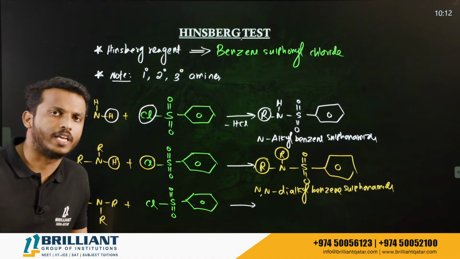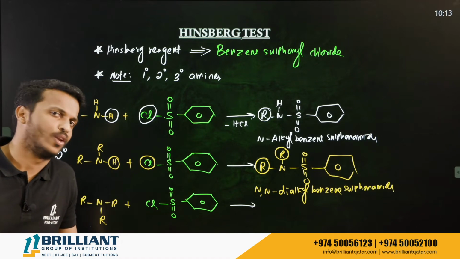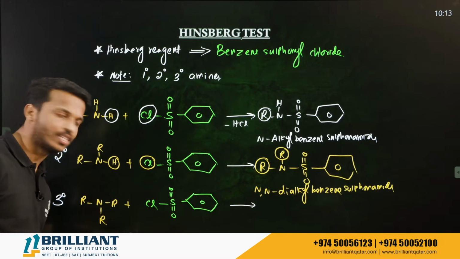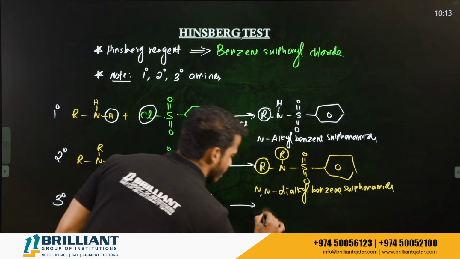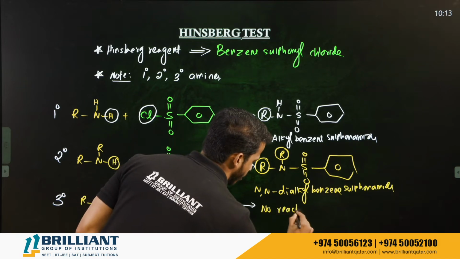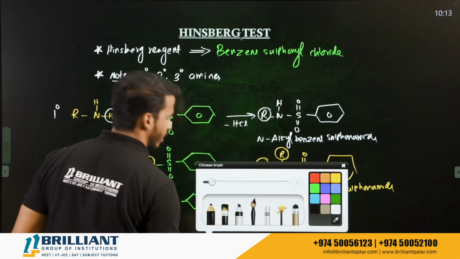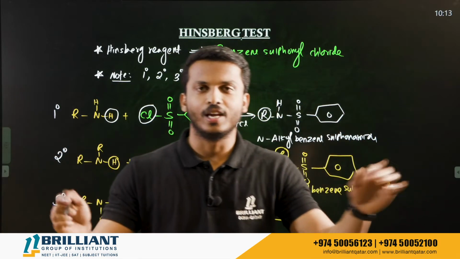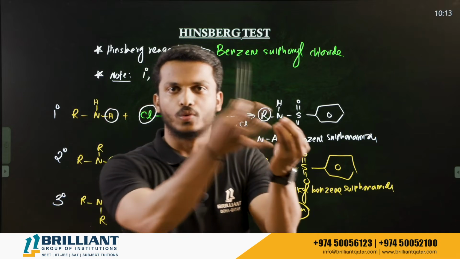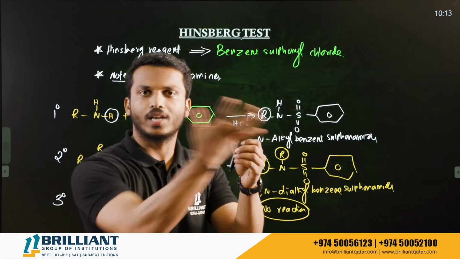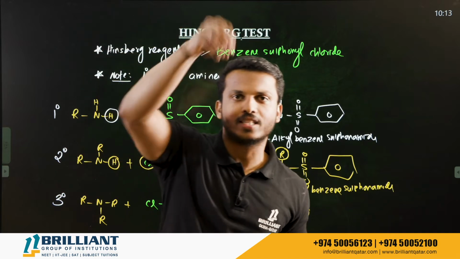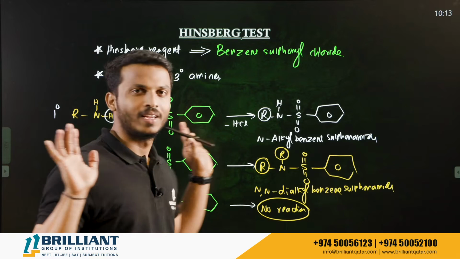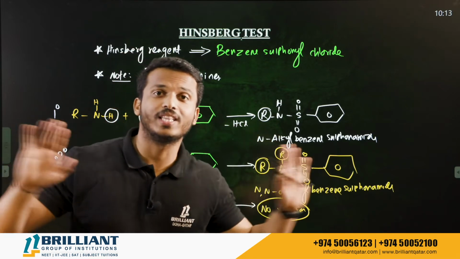What about the tertiary amine? Will it react with the Hinsberg reagent or not? No, right? Because in a tertiary amine there is no hydrogen to react with the chlorine. So generally, we can say that there is no reaction with the tertiary. If you have 3 test tubes, 1, 2, 3, one is primary, secondary, tertiary respectively, when you add this Hinsberg reagent, the tertiary won't react. So it is easy to understand and easy to identify. So for tertiary, there is no issue.